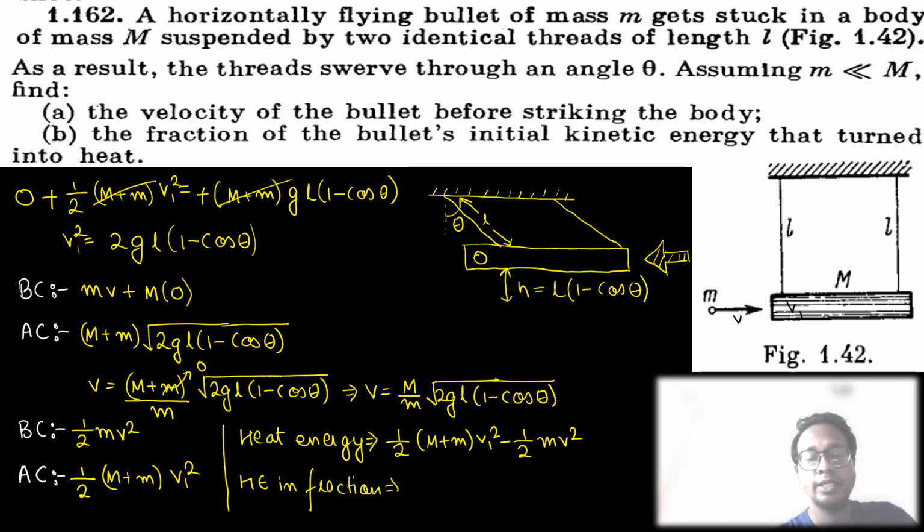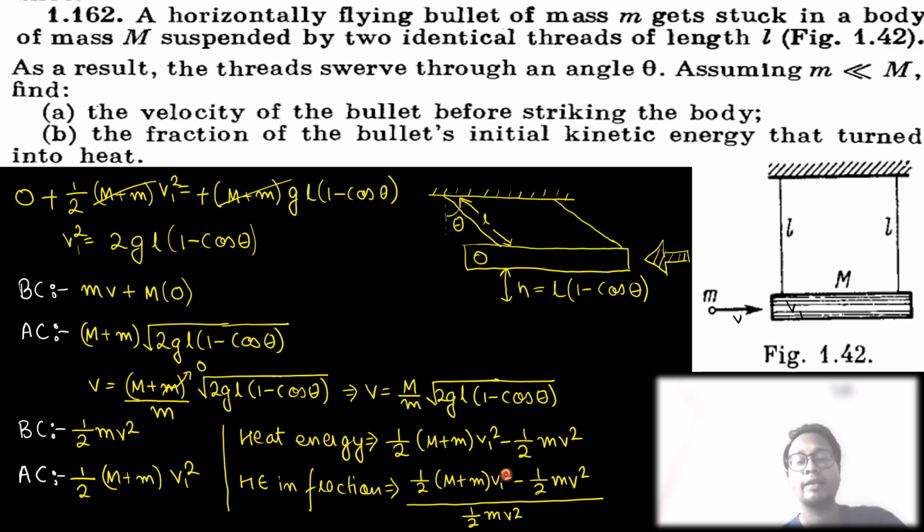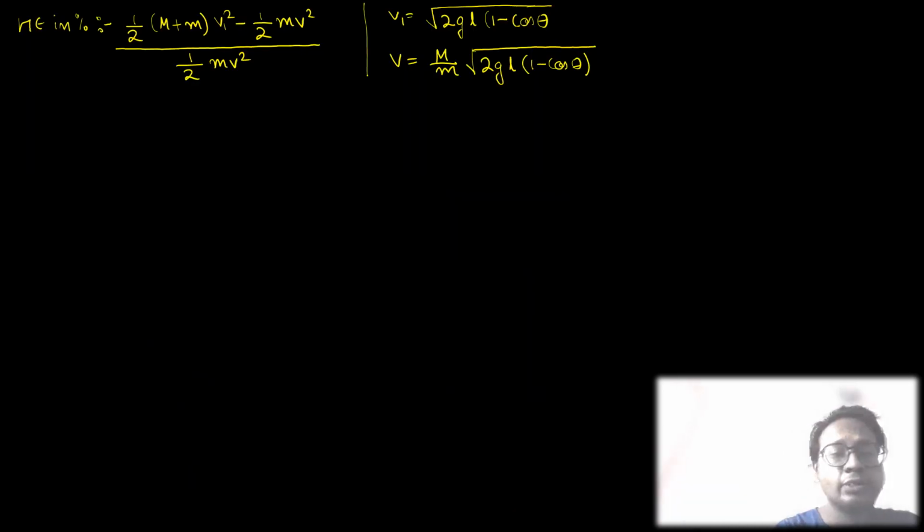So it is nothing but heat energy, that is, half m v1 square minus half mv square, divided by initial kinetic energy. So this is the fraction of energy that converted into heat. Now what I have to do out here is replace v1 and v from out here and find out the fraction. So we have to solve this equation to find out the value of heat energy lost in terms of percentage.